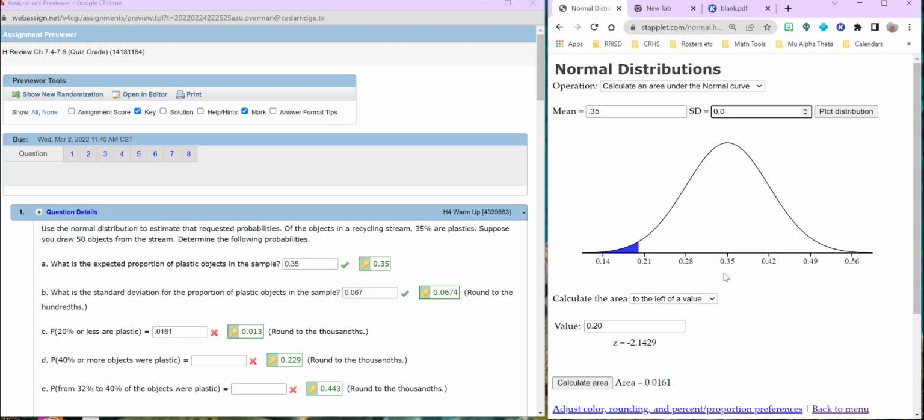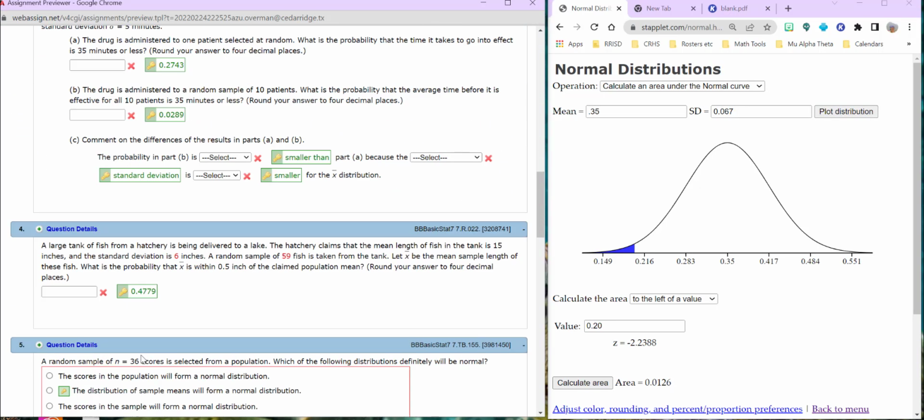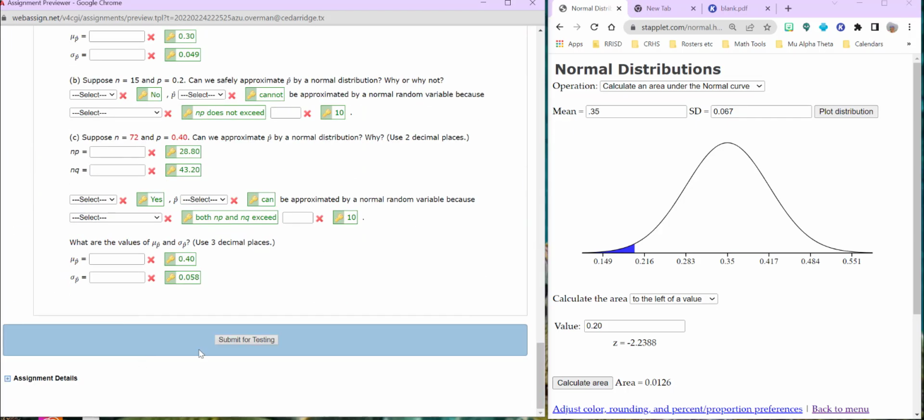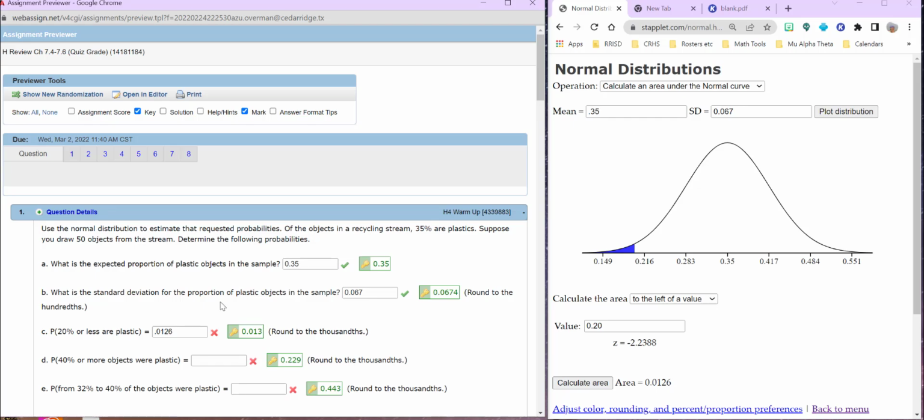0.067. Maybe I used, no, it can't be 0.06. So 0.067, plot distribution. To the left at 20%. 0.0126. It was 0.0126, but because this was a warm-up question, it wasn't dynamic, I didn't have a range. This is not registering as correct. Hold on a second. So the 0.0126 on this one, don't worry, your test is going to behave better than that. That rounds to 0.013. So it expected you to round to the correct thing.